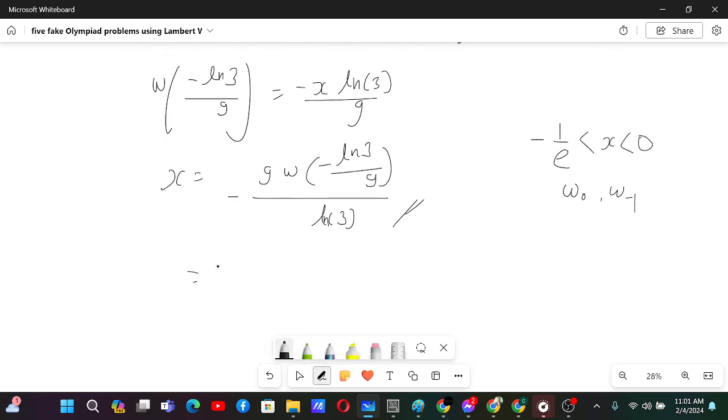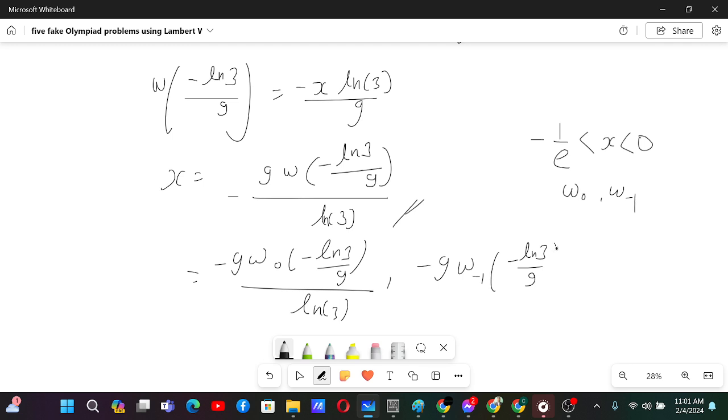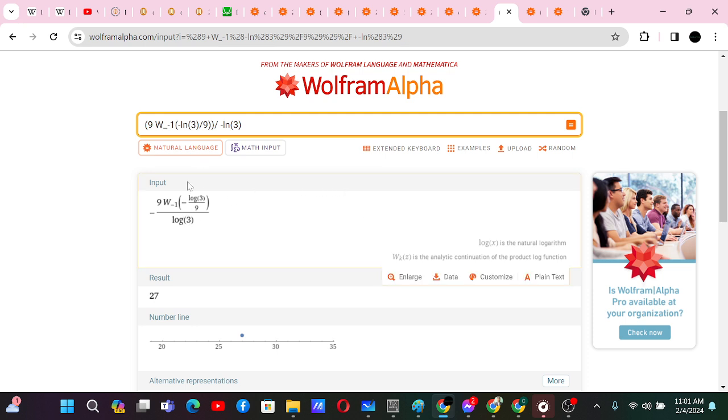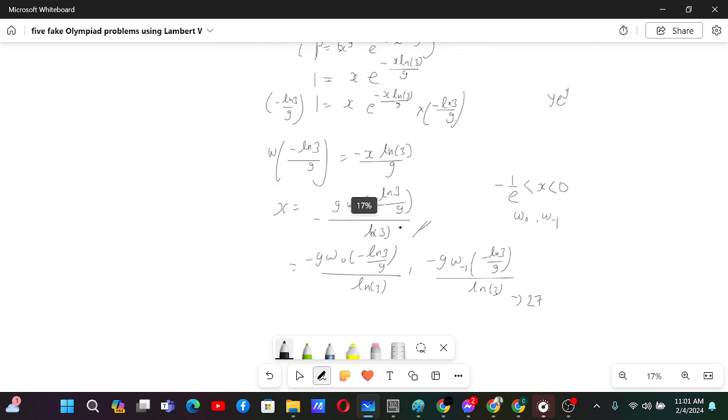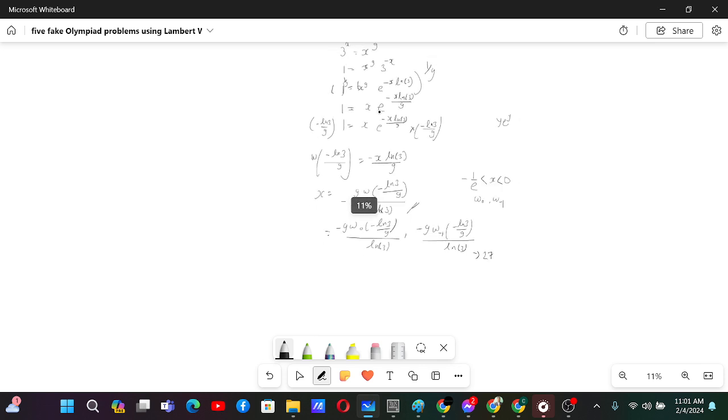And so the last two answers will be minus 9 Lambert W 0 of minus ln 3 by 9, divided by ln 3, and the next is minus 9 Lambert W minus 1 of minus ln 3 by 9, divided by ln 3. And now we saw that one of the solutions, the Lambert W minus 1 one, is pretty cool. That's 27. If you want to check that, you can. The problem is 3 to the power x equals x to the power 9. So 3 to the power 27 equals 27 to the power 9, and 27 equals 3 to the power 3 into 9, and yes, this holds true.